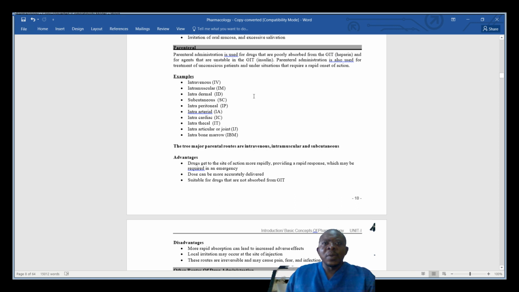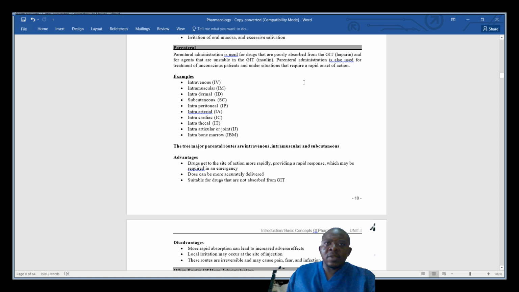When we talk of parenteral, we have established that it is given by intravenous, that is through the vein, intramuscular, or subcutaneous. In this lesson, we are going to learn of other examples that include parenteral drug administration. To begin this lesson, let us understand what is meant by parenteral drug administration.